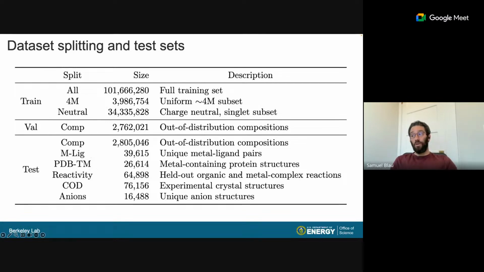We have biomolecules containing metals, since there are no metal-containing biomolecules in train. We have held out reactions for our reactivity test set. We have the Crystallographic Open Database for experimental structures of metal complexes. Those are the ones that I'll highlight at the moment.